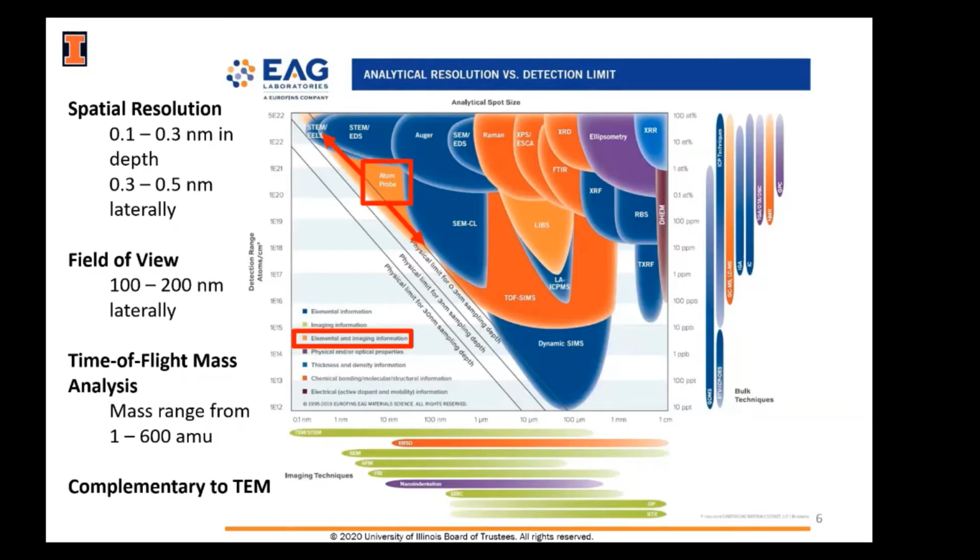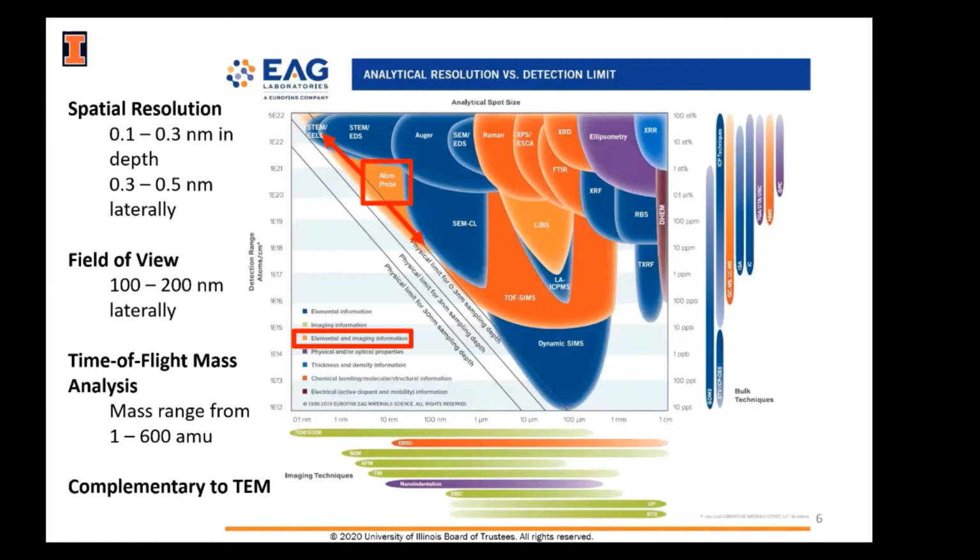So it's shown here on the upper left part of the diagram, which means that we have a relatively small analytical spot size and extends down to some 10 to the minus 18 atoms per square centimeter. So this is a pretty sensitive method as well. So the spatial resolution is about 0.1 to 0.3 nanometers in depth and 0.3 to 0.5 nanometers laterally. Field of view is relatively small, 100, 200 nanometers laterally typically.